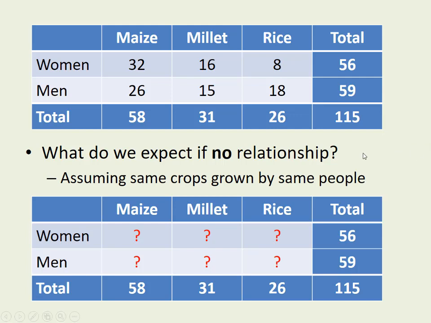So what we do is we say, the way this test works is it says, okay, what would you expect if there's no relationship? So if you have the same number of men and women farmers, and you also had the same amount of maize, millet and rice grown, the same distribution here, if there was no connection between the crop variable and the sex variable, what would you expect in these numbers? If it doesn't make any difference whether you're male or female, what crop you grow, what would we expect to see?